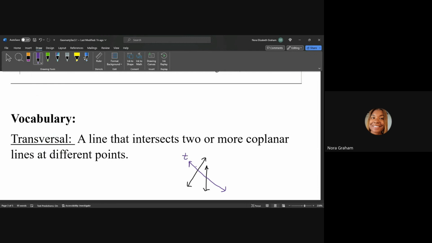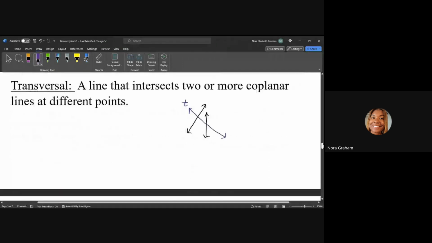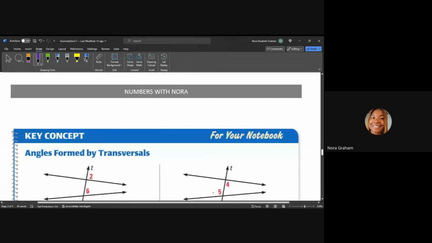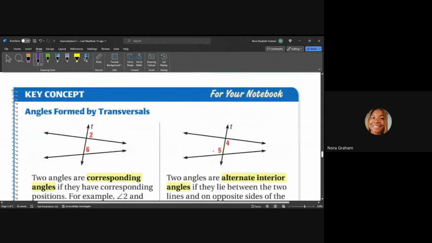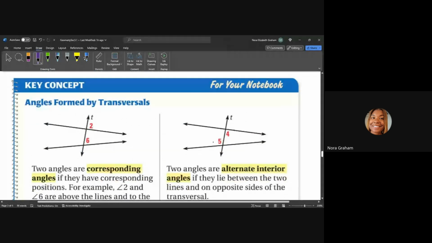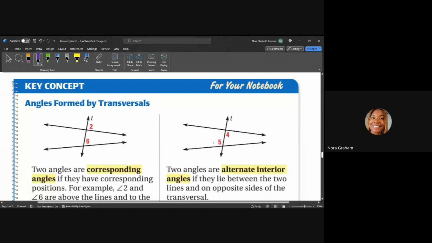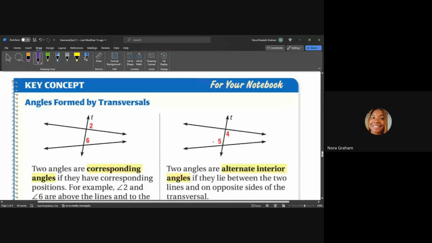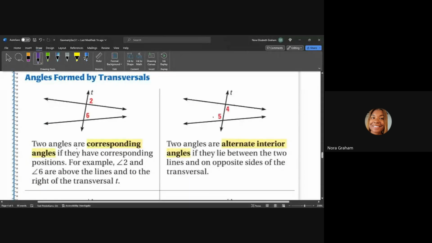Now, when we create this transversal, it creates certain angles that we will be able to identify next. All right. And so let's go ahead and see what those angles created by that transversal are. So for the first one, we have corresponding angles. Corresponding angles have corresponding positions.